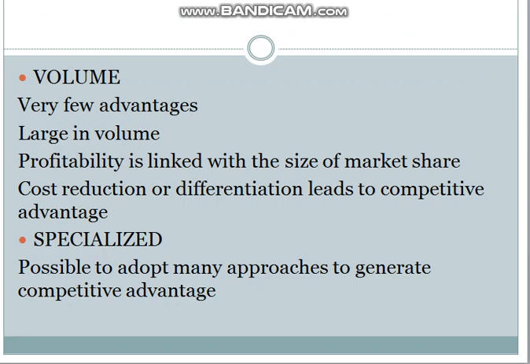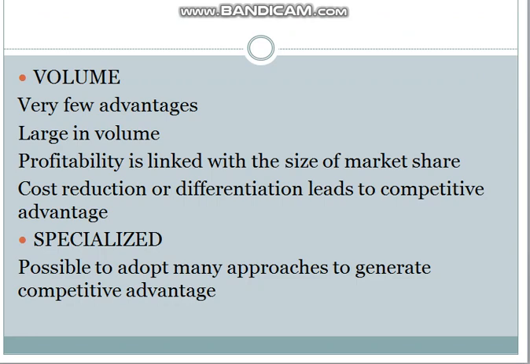And coming to the four quadrants into which firms' brands are classified. First one is volume. Here, an organization has very few advantages, but it is quite large in volume. The profitability is linked with the size of market share of the organization, and competitive advantage is generated through either cost reduction or differentiation, but not through both. For example, Rolls-Royce luxury cars provide product differentiation in terms of interior design, comfort, style, etc., and consider cost to be the second thing. Next one is specialized.